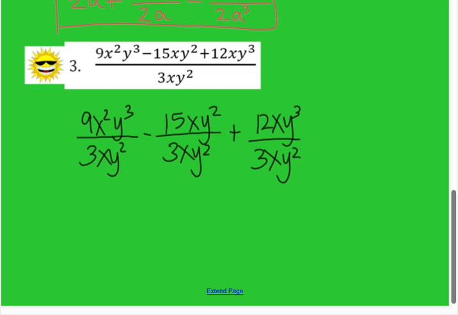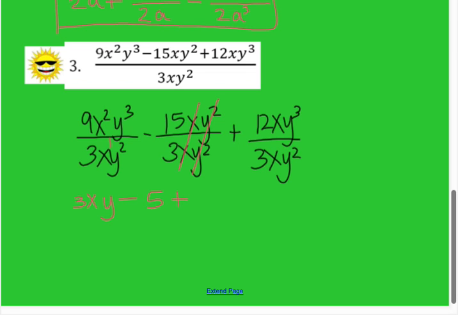This time, 9 divided by 3, that is 3. Okay, so I have 3, and then I would look, well, 2 minus 1 gives me x. My y, I would have 3 minus 2 gives me 1 again, so I have 3xy for the first part, minus 15 divided by 3 is 5. X over x simplifies to 1. Y squared over y squared simplifies to 1, so minus 5.